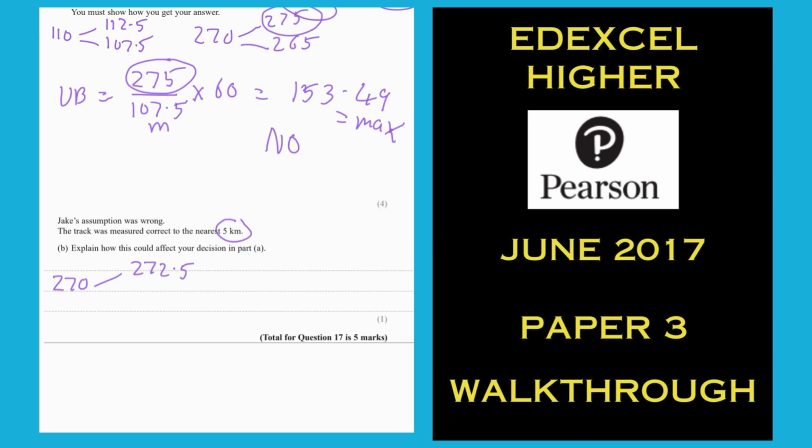But 272.5 divided by 107.5 times 60 would simply mean that the maximum would be lower. So I would simply say that we are using a lower value for distance, and so the maximum would actually reduce. All words to that effect, but again, don't over waffle. It's only worth 1 mark.